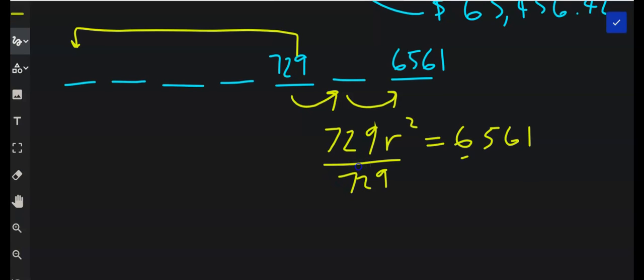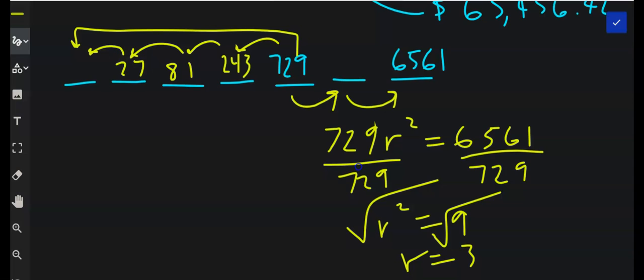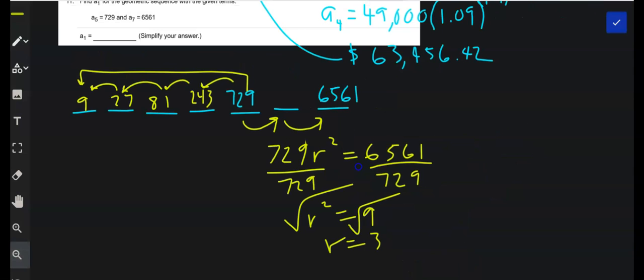Divided by 729, divided by 729, you ended up with r squared equals 9. You took the square root of both sides. You found that r equals 3. I'm sorry I'm talking so fast because we're running out of time. And then you went backwards and divided by 243. And then you got an 81. And then you got a 27. And then you got a, what? 9. The first term was 9. Thank you very much. And yes, we are out of time.